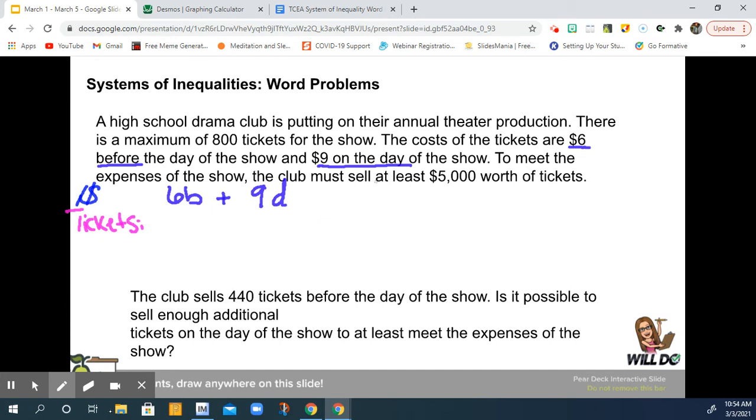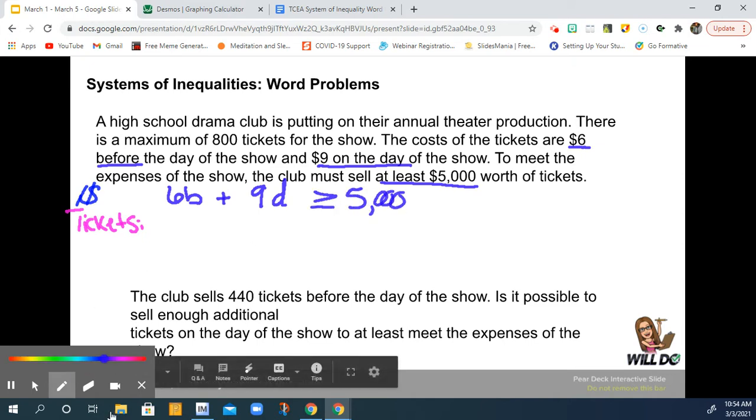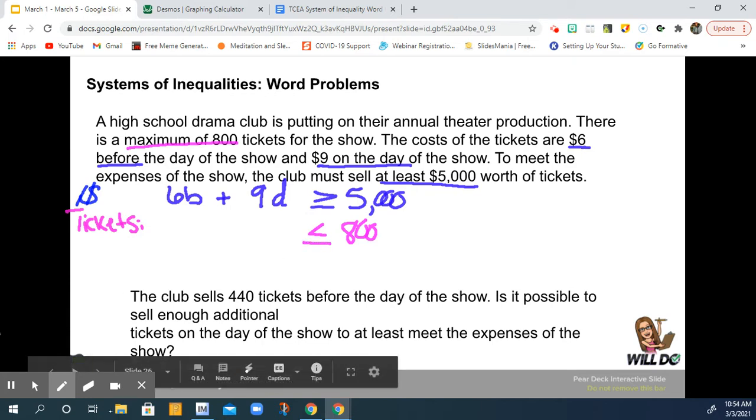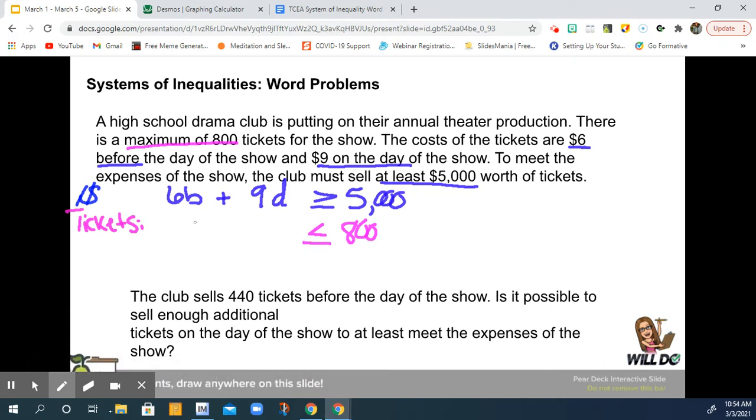And they must sell at least $5,000 worth of tickets. So they can go over. So we're going to use greater than or equal to 5,000. Now for the ticket sales, there is a maximum of 800. So they cannot go above 800. So any combination that we make must be less than or equal to 800. And the two types of tickets are before the day and on the day.